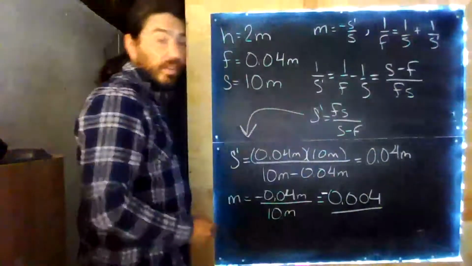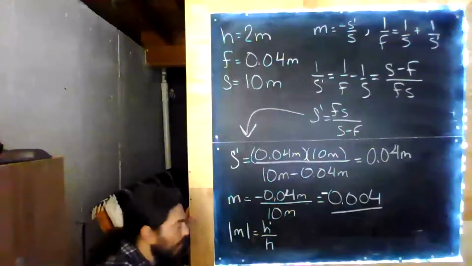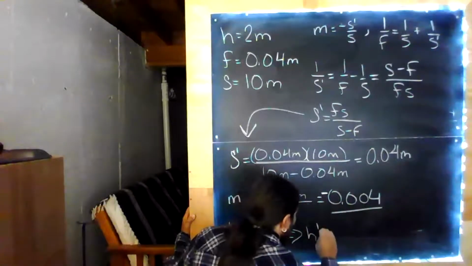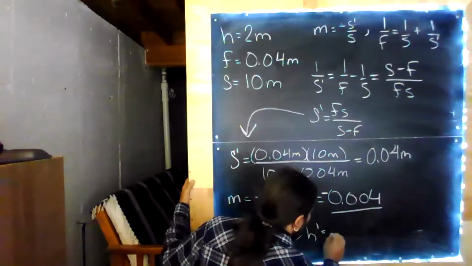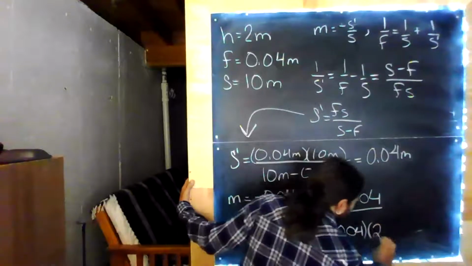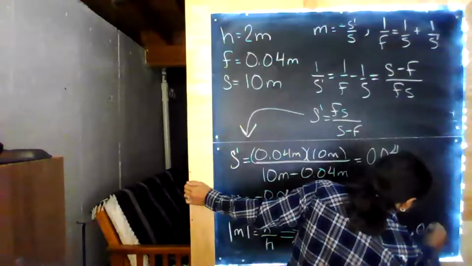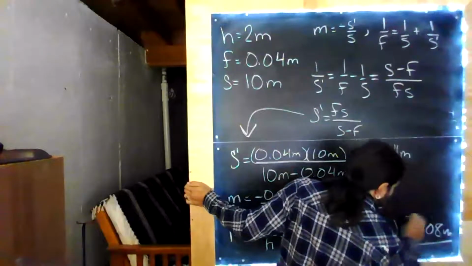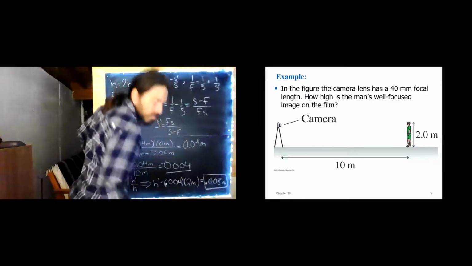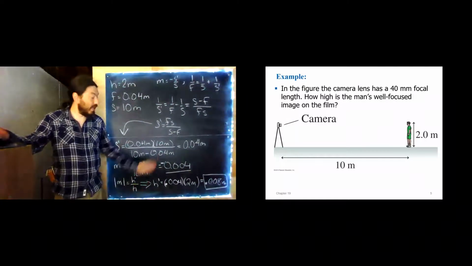Our magnification is 0.004. Recall that the absolute value of the magnification is h prime over h. So we get that h prime is equal to 0.004 times 2 meters. That gives us 0.008 meters, or 8 millimeters. That's a reasonable answer. And it is upside down.